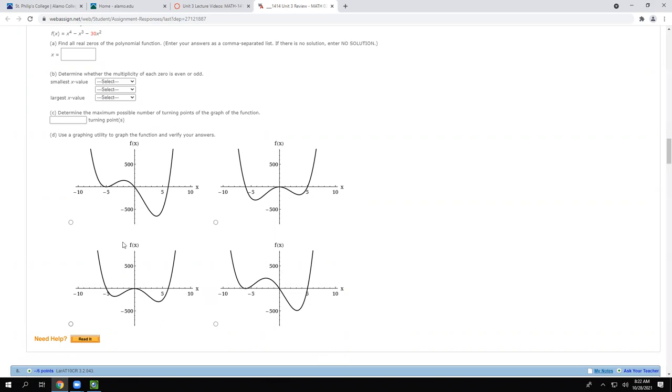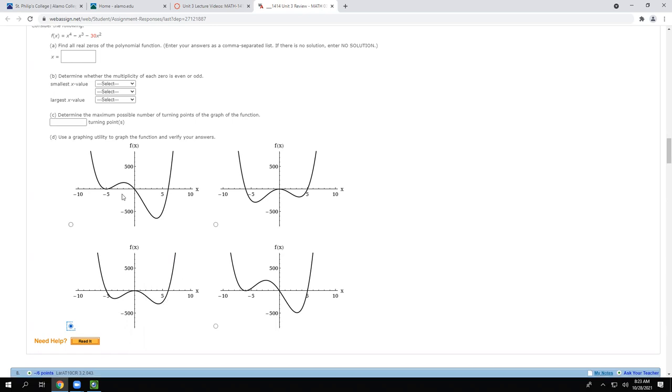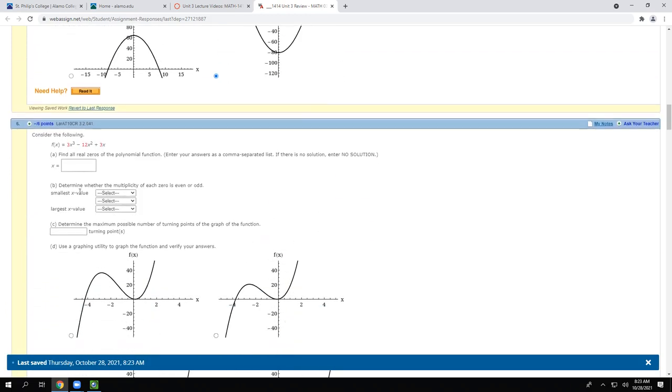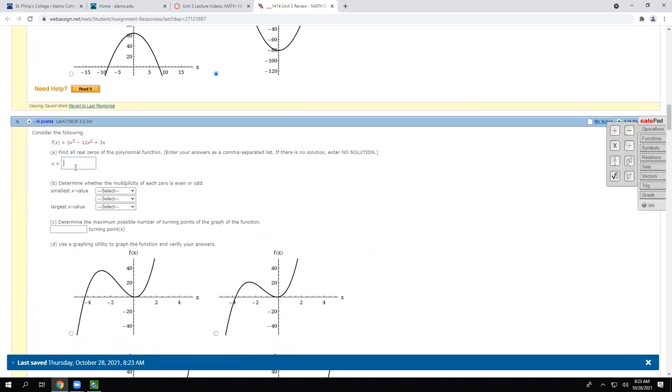How do I know which one is which? I am supposed to cross through this negative five, aren't I? And so it has to be this graph right here, okay? This one went through the negative five, touched the zero, and then went through the six, just like mine did, okay? Now let me, I didn't enter in my stuff here on the previous problem.